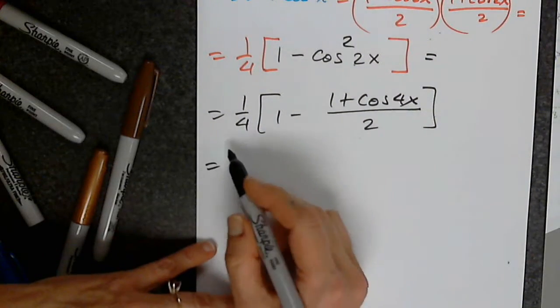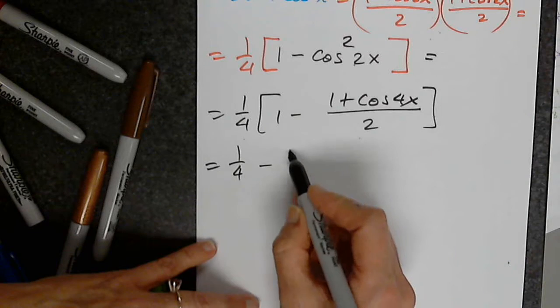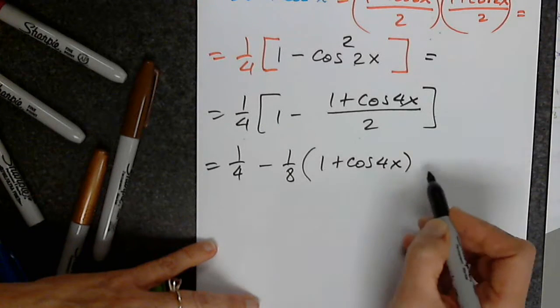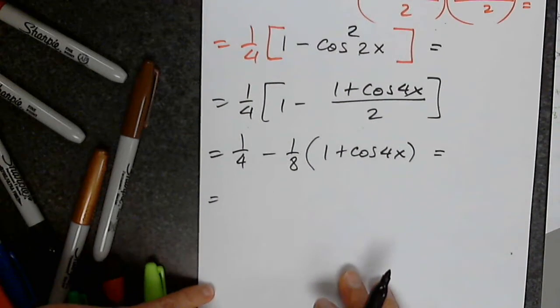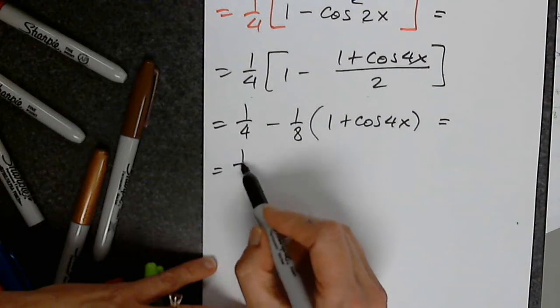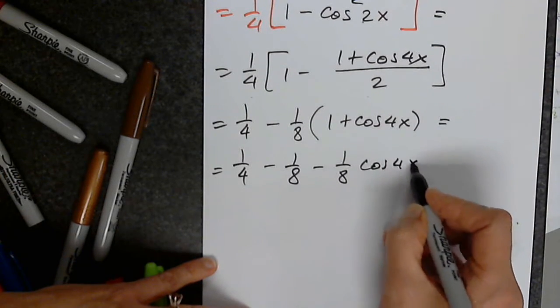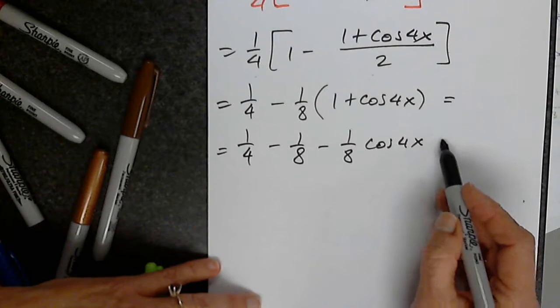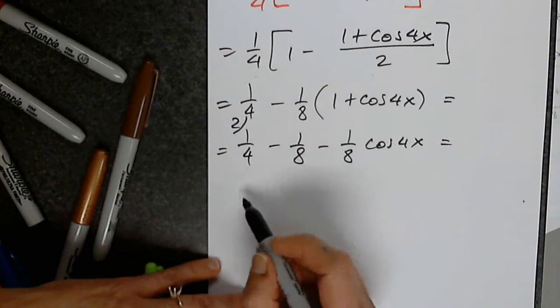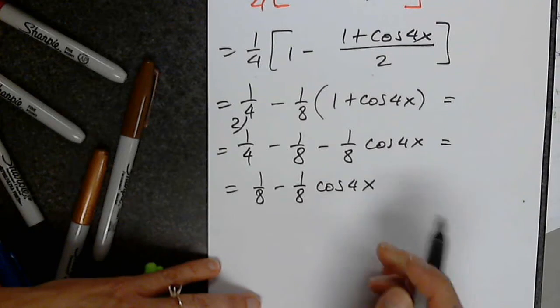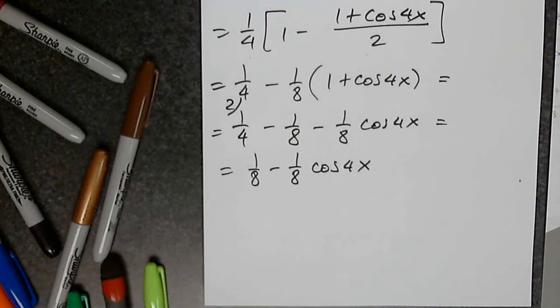So I'm going to distribute 1/4. 1/4 minus 1 over 8, and in parentheses, 1 plus cosine 4x. I will distribute 1 over 8. 1/4 minus 1 over 8 minus 1 over 8 cosine 4x. And I have to perform the operations. 2 minus 1 is 1. 1 over 8 minus 1 over 8 cosine 4x. Much easier than those powers of 4.